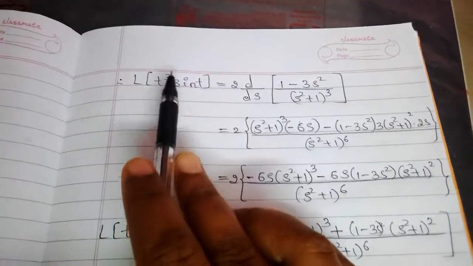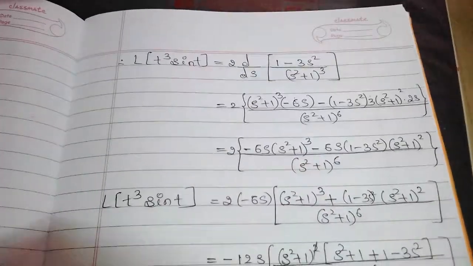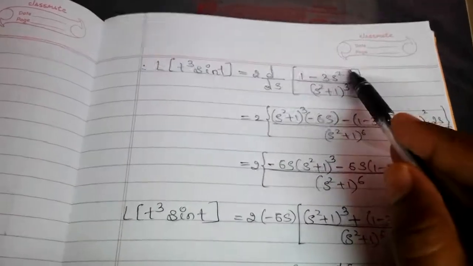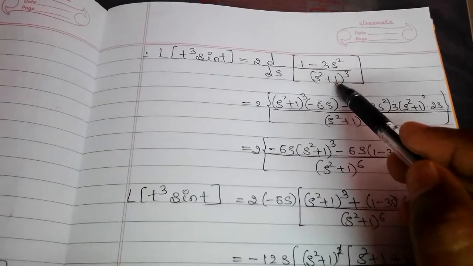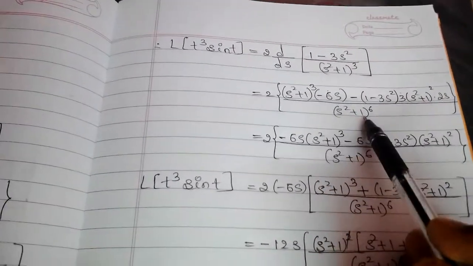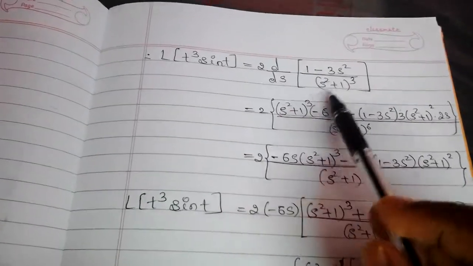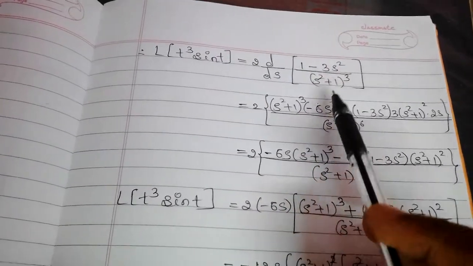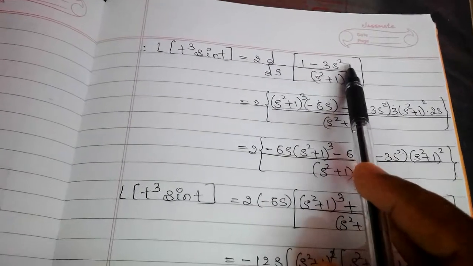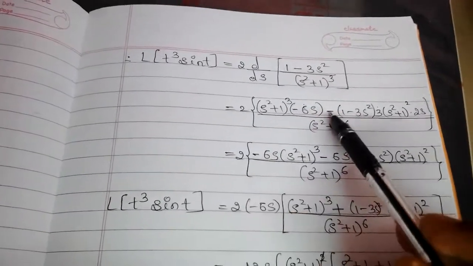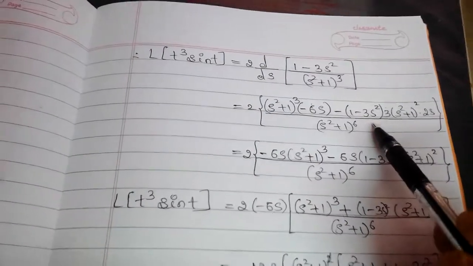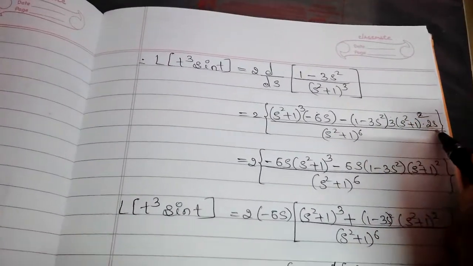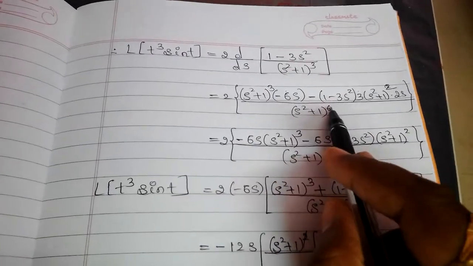We get Laplace transform of t³ sin t is 2, here 2 is constant, take outside the differentiation, 2 into d/ds of (1 minus 3s²) divided by (s² + 1)³. Now we have to differentiate this one, 2 constant keep as it is, this is v, (s² + 1)³ as it is, differentiation of 1 minus 3s² is minus 3 into 2s, therefore it is minus 6s, minus (1 minus 3s²) as it is, differentiation of this is 3 into (s² + 1)², and differentiation of s² is 2s, divided by (s² + 1)⁶.